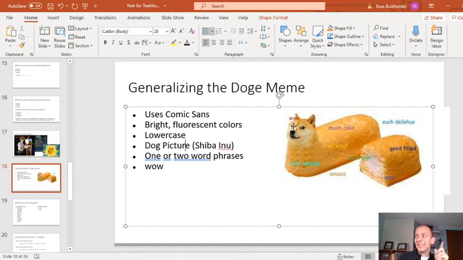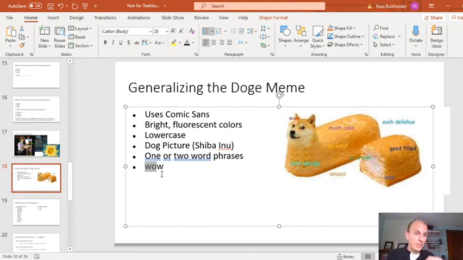And we'll talk about that later. That's actually going to be relevant, so don't forget that. And there's these one or two word little blurb phrases: much cake, do want, such sponge, and wow. Wow is always included in this Doge meme, so it's particularly noteworthy. Does that make sense what we did?